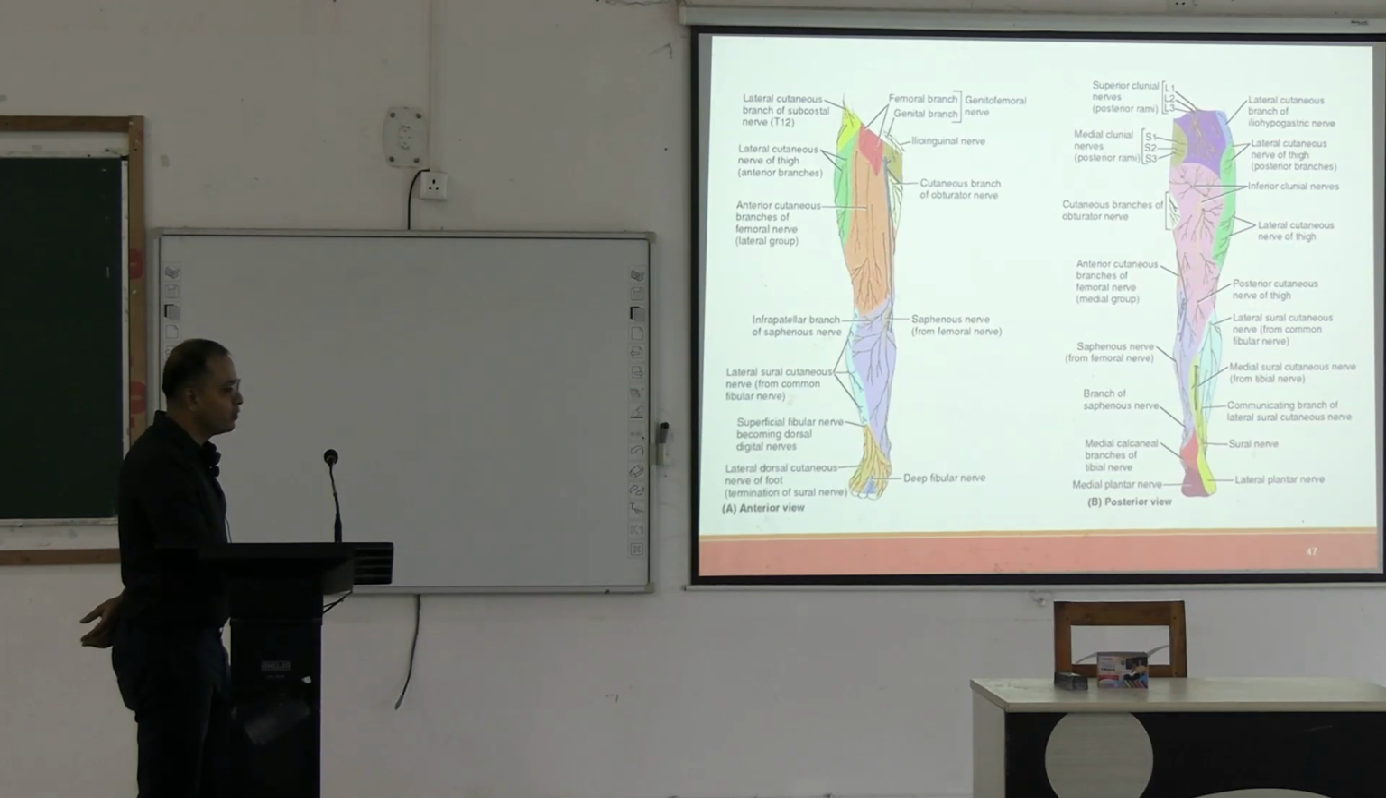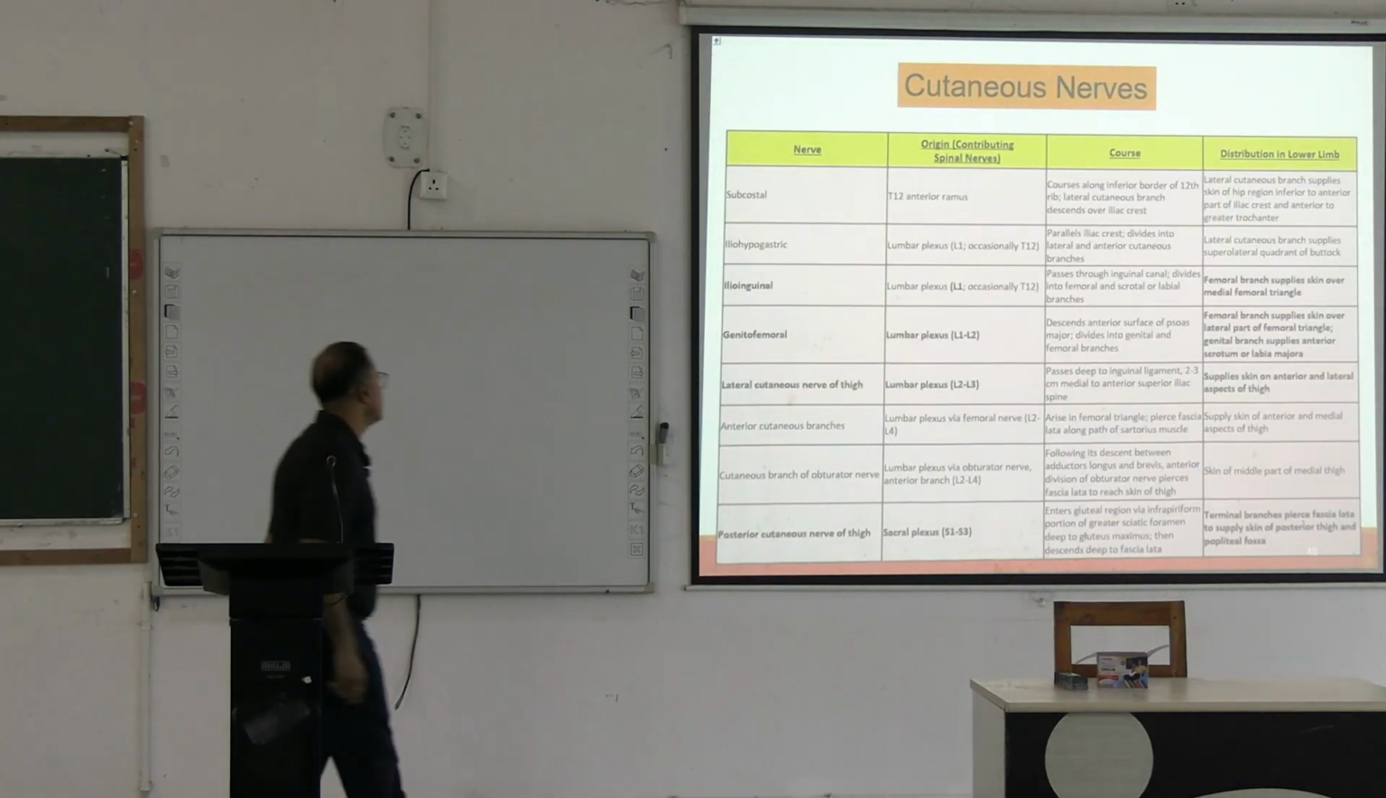And in the foot region as well, we have the deep fibular nerve, which supplies the web space between the big toe and the next toe, which is the second toe, and the rest of this is supplied by the lateral cutaneous nerve of foot, which is a branch of the superficial fibular nerve. So this is how the cutaneous innervation goes in this region.